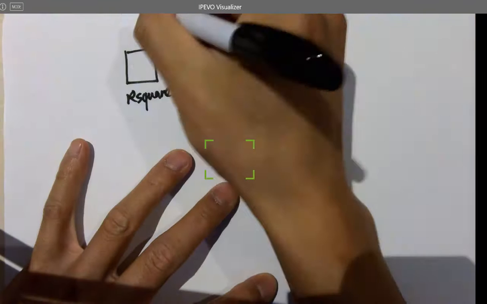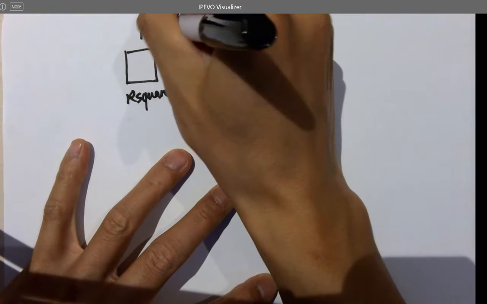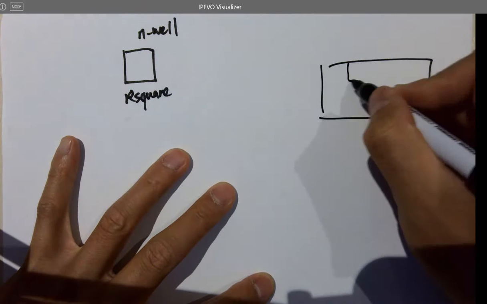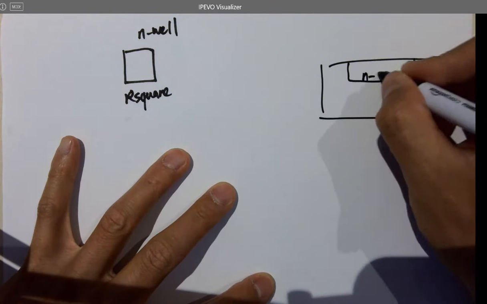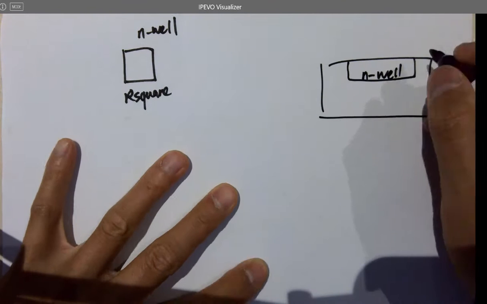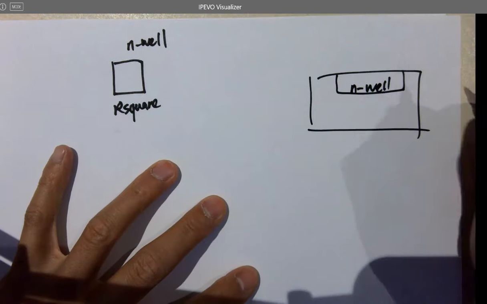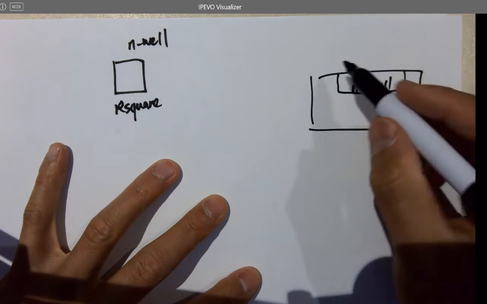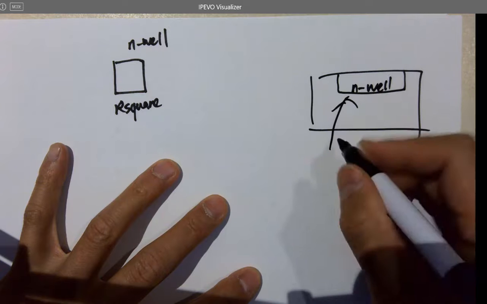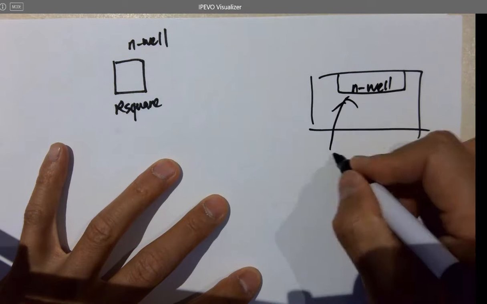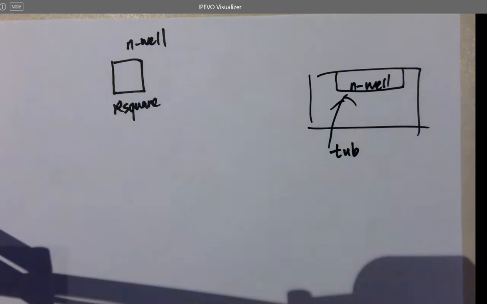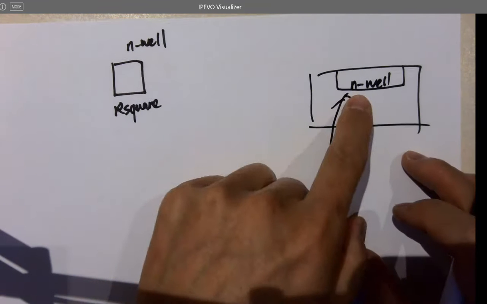So why? If this is a piece of N well, so if you do a cross-sectional view of the silicon wafer, that's the N well. And in some processes, when you open up the PDK from the foundry, sometimes the name of that one is odd, like it's called tub. It just looks like a bathtub. So that's a well, right?